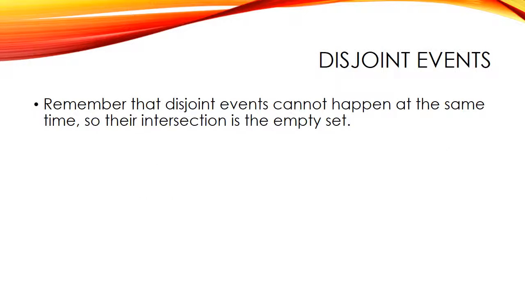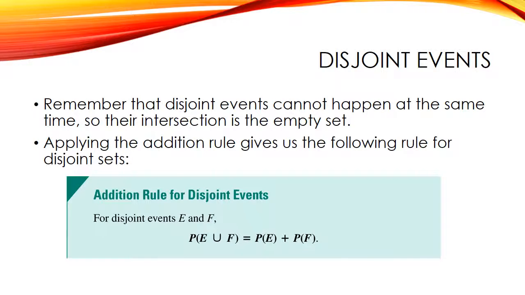Remember that disjoint events cannot happen at the same time. So the intersection of two disjoint events is the empty set. And applying the addition rule gives us the following rule for disjoint sets. So for disjoint sets E and F, the probability of E or F is the probability of E plus the probability of F. We don't subtract the intersection because there is no intersection.